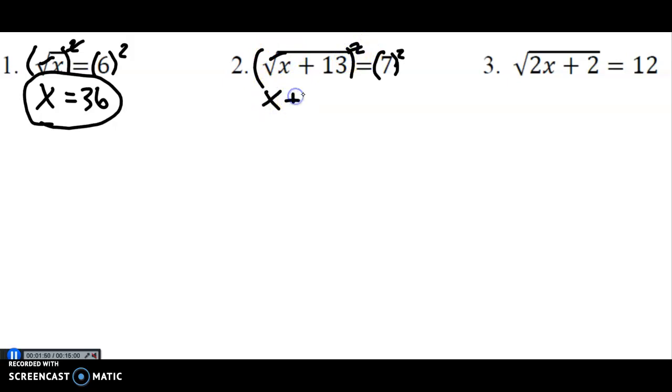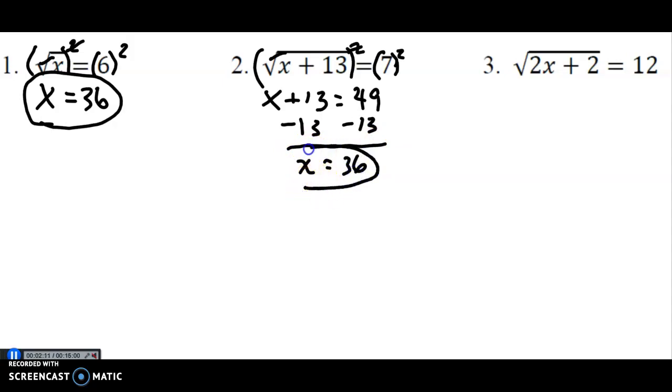And I'm left with x plus 13. And on the right-hand side, I have to square 7, which is 49. And now I would solve it like a regular equation. I'll subtract 13 from both sides. And x is going to equal 36. And again, if I were to plug this back in to check my work, 36 plus 13 is 49. The square root of 49 is 7.